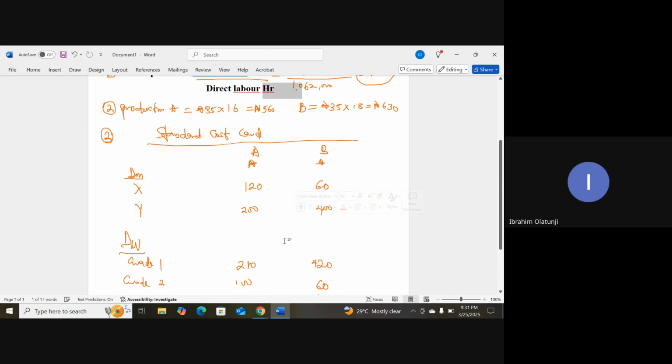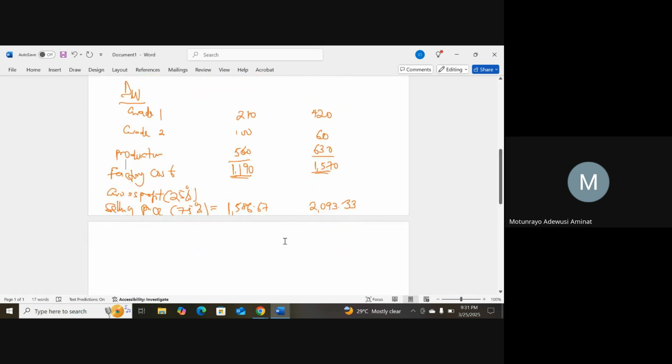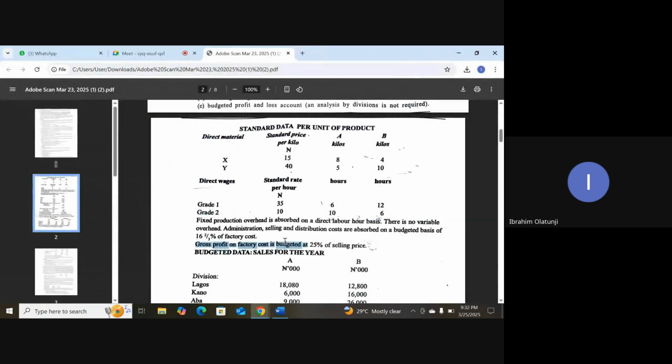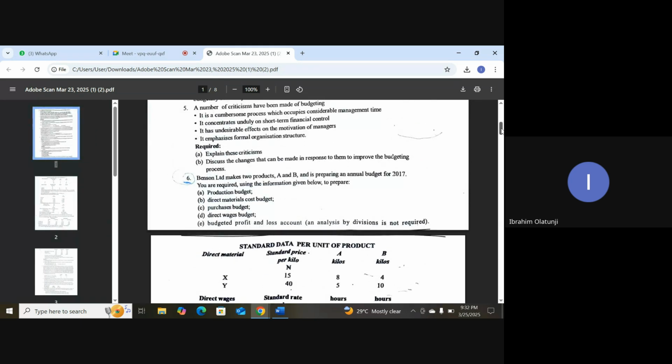Are we good to go? Yes, we are good to go. So then I've gotten my selling price, then no issue. Then we can now go to the requirements. I've walked through all the necessary information, then I can now go to the requirements and prepare what?